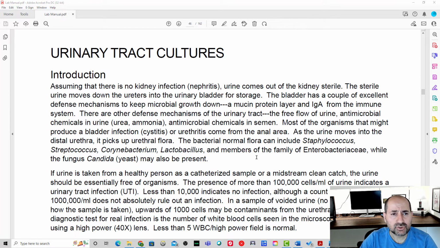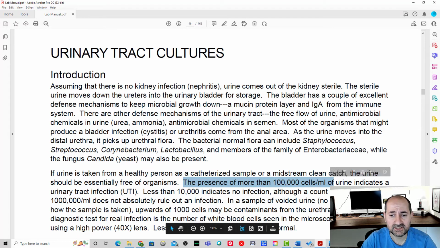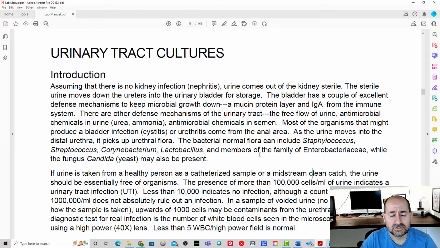For urinary tract culture lab, remember that less than 10,000 bacterial cells per ml indicates no infection, but the presence of more than 100,000 cells per ml of urine indicates a urinary tract infection. Remember that there should be no bacteria in the bladder or the kidneys themselves. However, bacteria can be introduced there, and that is what a UTI, urinary tract infection, is.